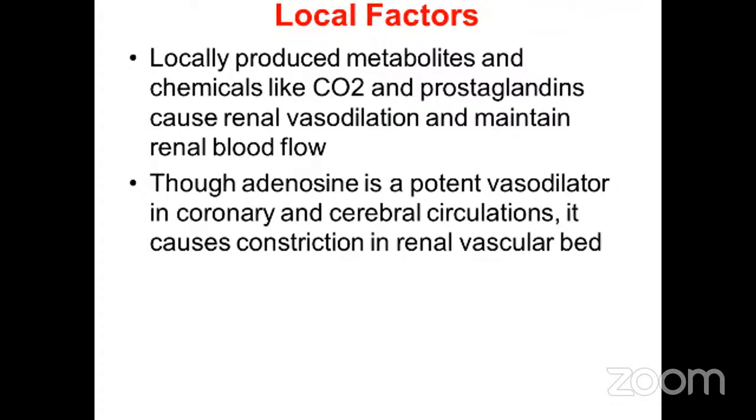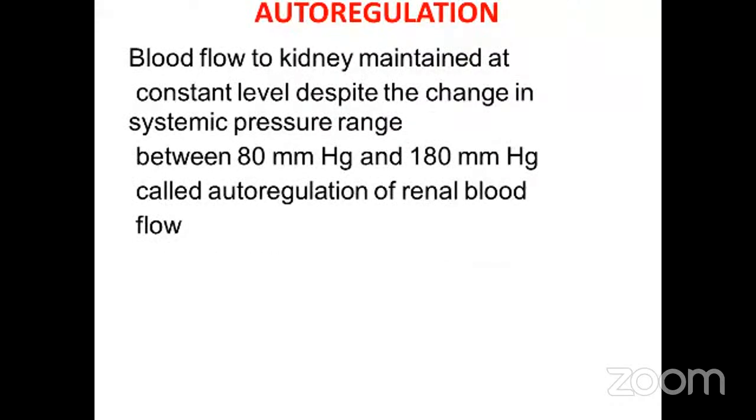Adenosine is a potent vasodilator in coronary and cerebral circulations. It causes constriction in the renal artery. See here, adenosine is a vasodilator in the coronary circulation and in the cerebral circulation, but it causes vasoconstriction in the renal circulation.